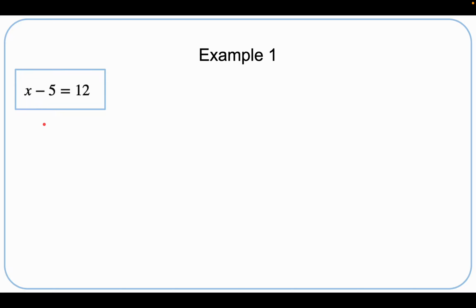So in this case, we're subtracting 5 from x, but we want to get x all by itself to figure out what it equals. So the way that we would do this is we would rewrite what we started with, x minus 5, but then to undo this minus 5, we're going to add 5, okay?